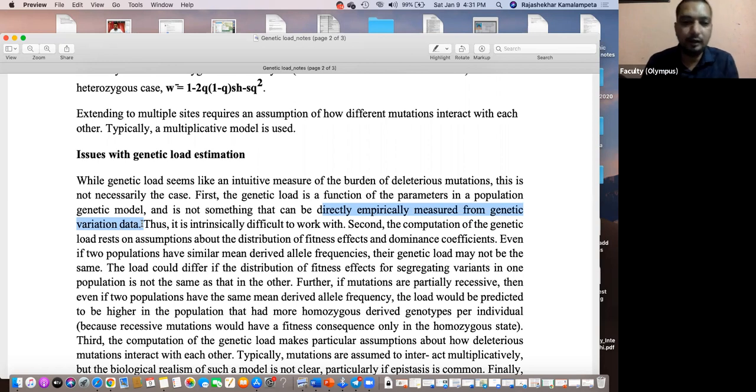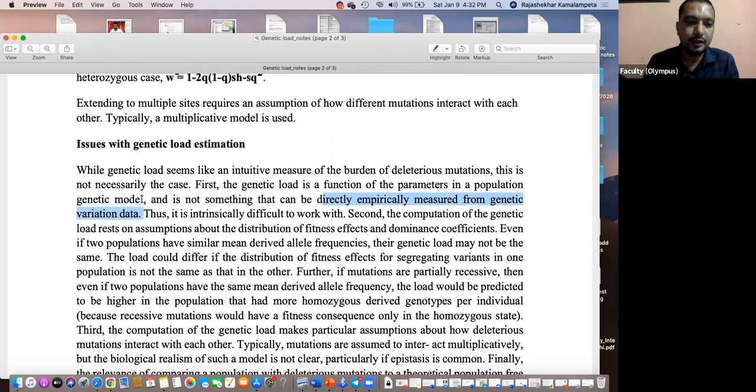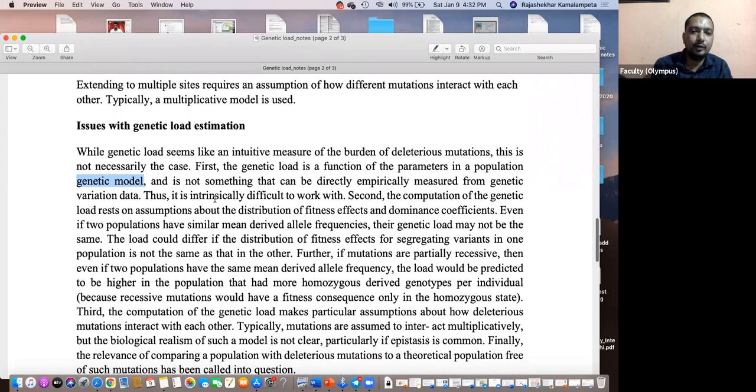Okay, because it relies on genetic models. And genetic models are not necessarily the true representatives of a given population. It is in our best case, with scientists' best knowledge, that they have created this. But it may not be entirely true. So we are relying on such models. So there is an inherent problem in estimating genetic load. Okay, next. Thus, it is intrinsically difficult to work with. So intrinsically, we have a problem in calculating that exactly.